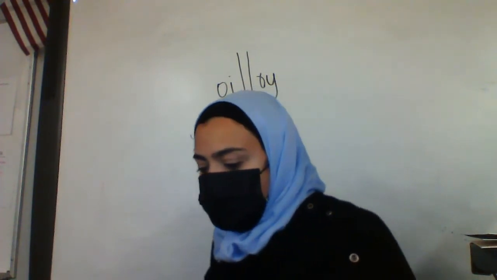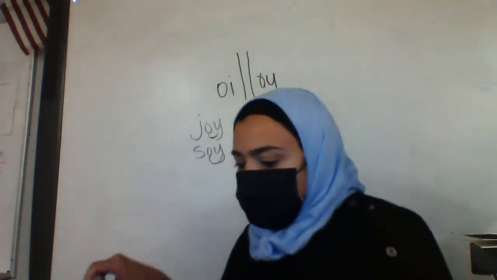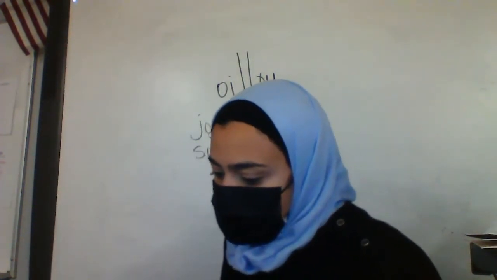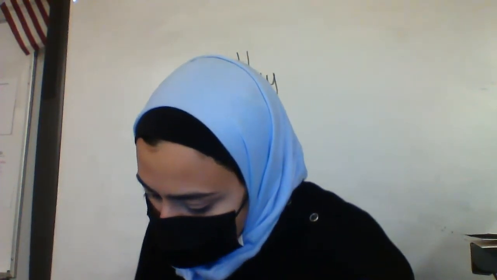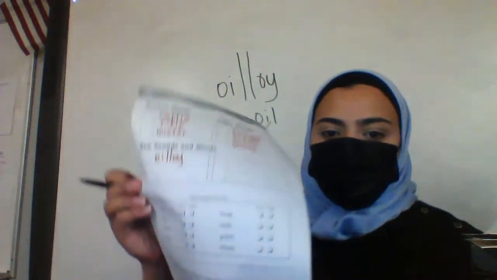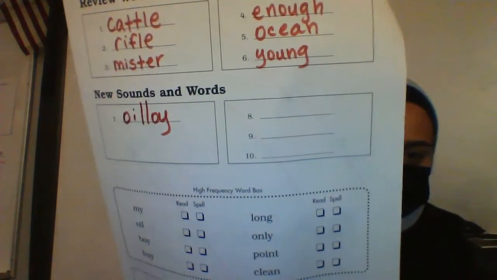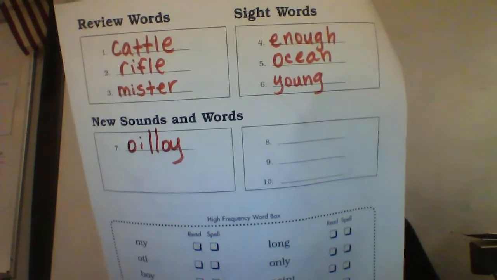Okay? See the box on your paper that says new sounds in word box? Go ahead and write this in there. So you're going to write diphthong oi, final digraph oy. Looks like this, guys.